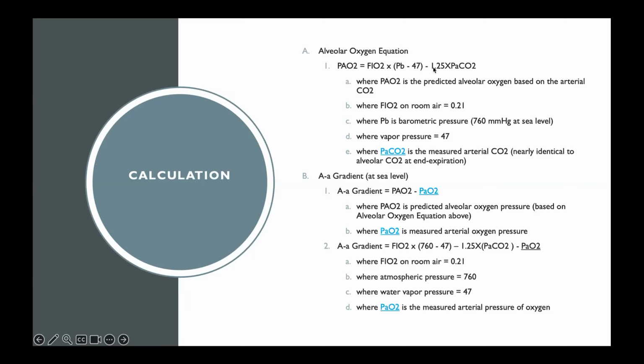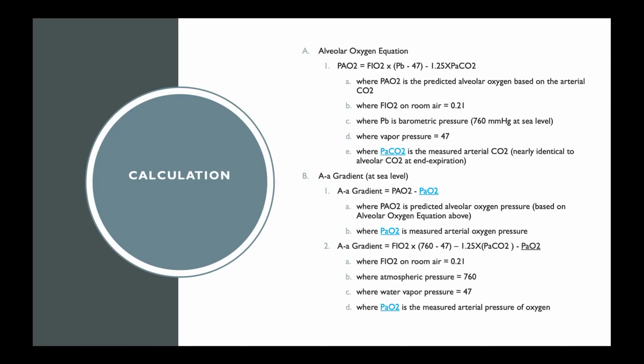Carbon dioxide, the partial pressure of carbon dioxide: consider that carbon dioxide diffuses rapidly, so it's the same and not affected. You reduce by 1.25 times the carbon dioxide, then you get the alveolar oxygen pressure. The arterial oxygen pressure we know from the blood gas. If you subtract that, you will get the gradient. If the gradient is more than 10, then it's a lung problem. If it is less than 10 or normal, then there's no lung problem.